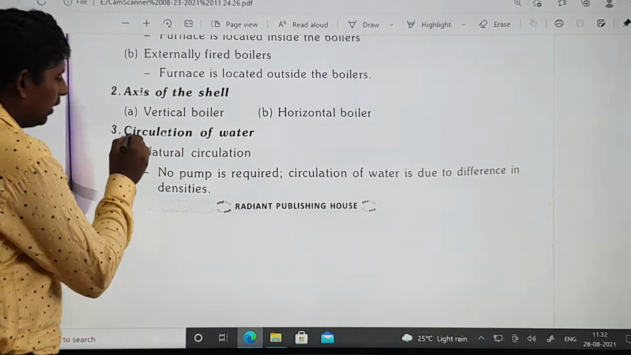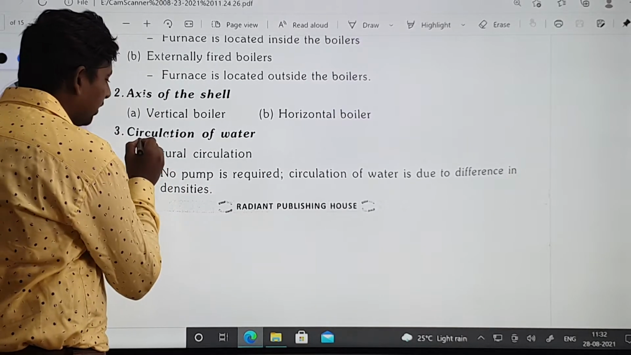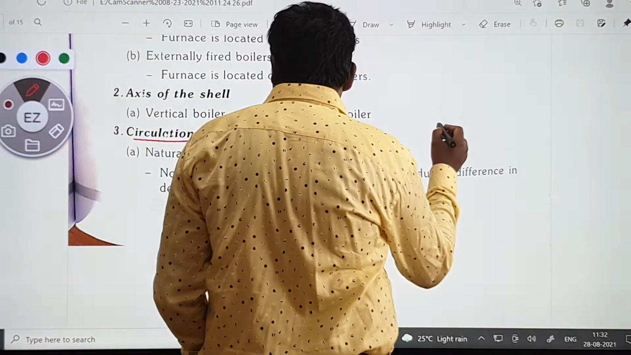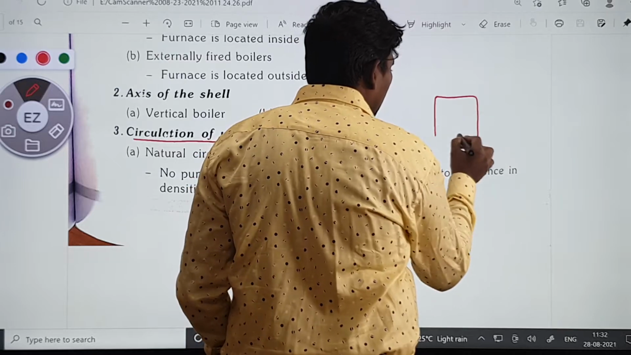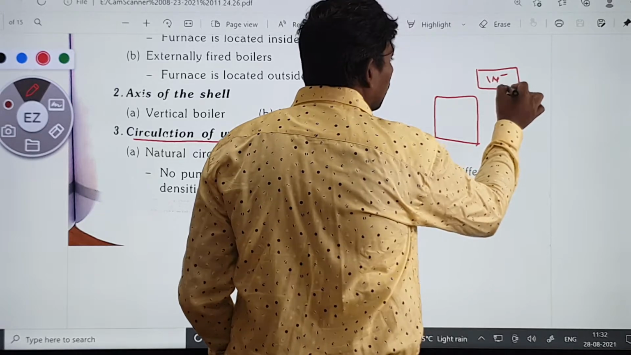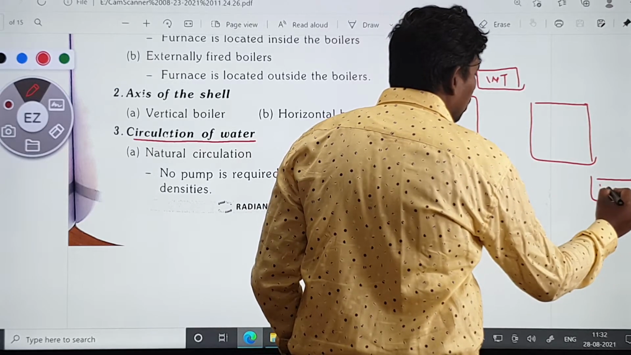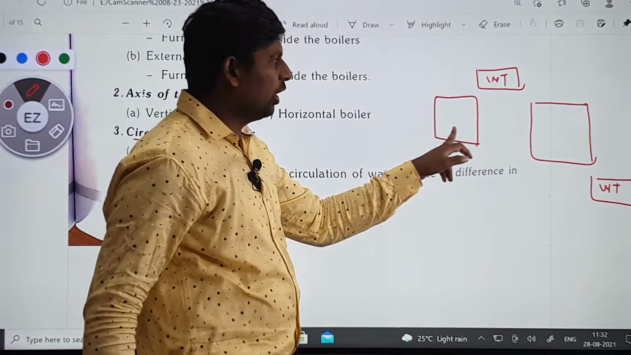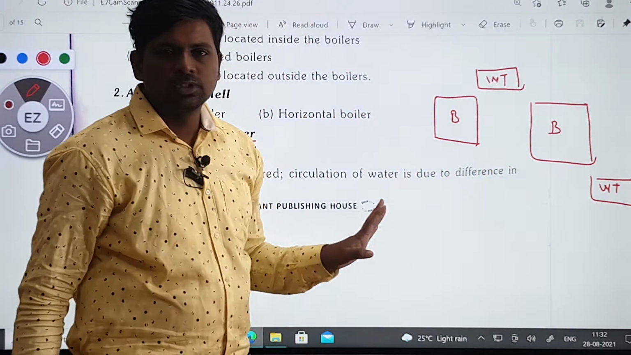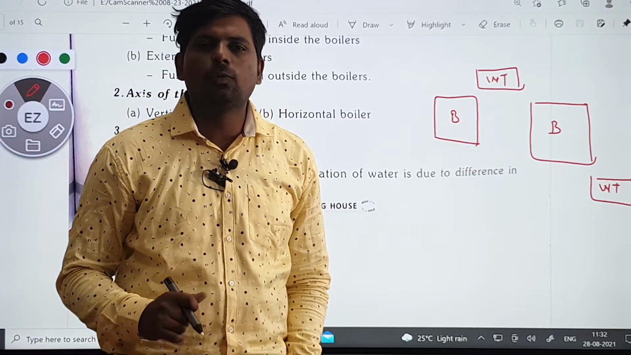As you can see, circulation of water. What does circulation of water mean? Here two types are there. This one is your boiler, and somewhere a water tank is there. This one is known as the boiler. In that, two types of circulation are there: one is natural circulation, another one is forced circulation.